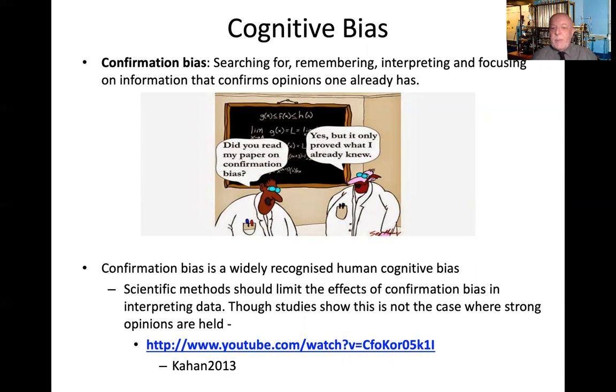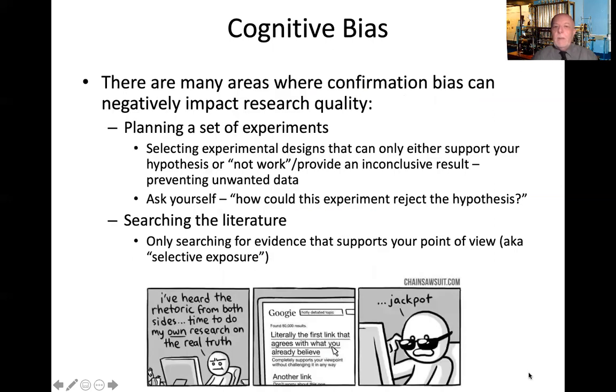So confirmation bias is widely recognized as a cognitive bias. And of course, scientific methods should limit the effects of this bias when we interpret data. Though there's a link here to studies that show that it's not always the case, and that strongly held opinions still push through if we're not careful. So there are many areas where confirmation bias can negatively impact on the quality of our research. And again, there's another silly cartoon at the bottom to illustrate another aspect of this.